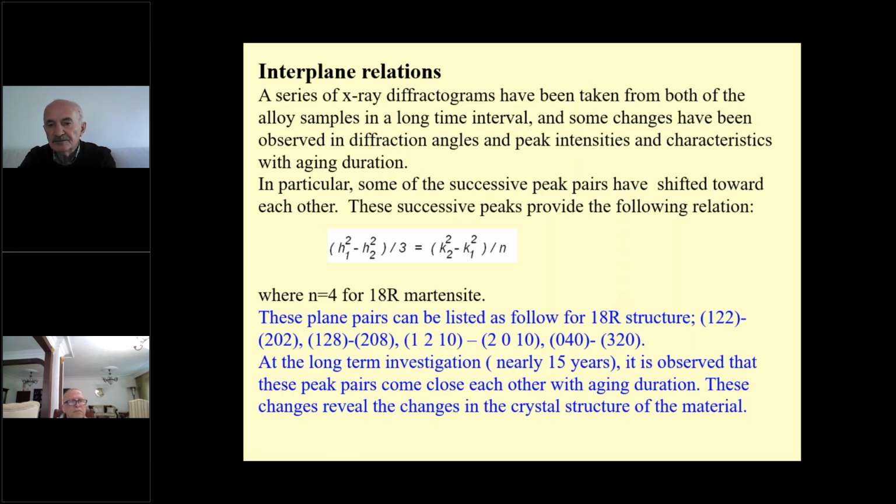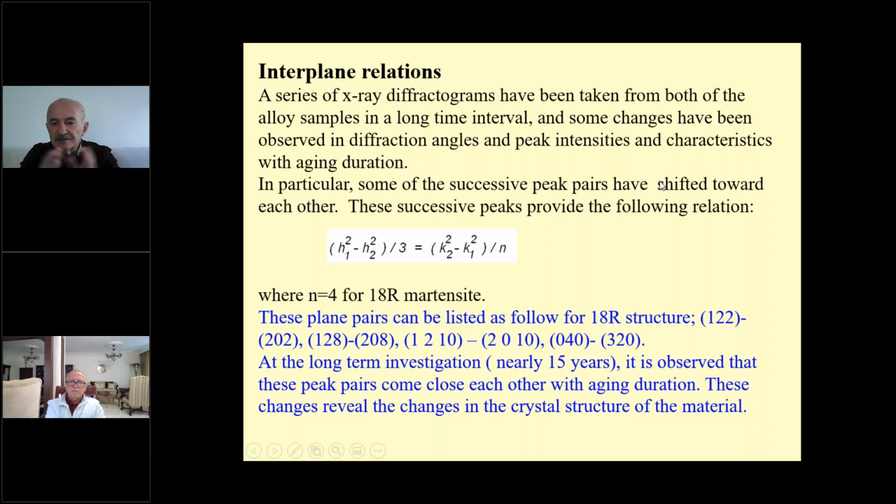A series of X-ray diffractograms have been taken from both of the alloy samples over a long time interval, and some changes have been observed in the diffraction angles, peak intensities, peak locations, and peak characteristics with aging duration. In particular, some of the successive peak pairs shift toward each other with duration, and these peaks provide the following relation between Miller indices for 18R martensitic structures in the ternary copper-based alloys.